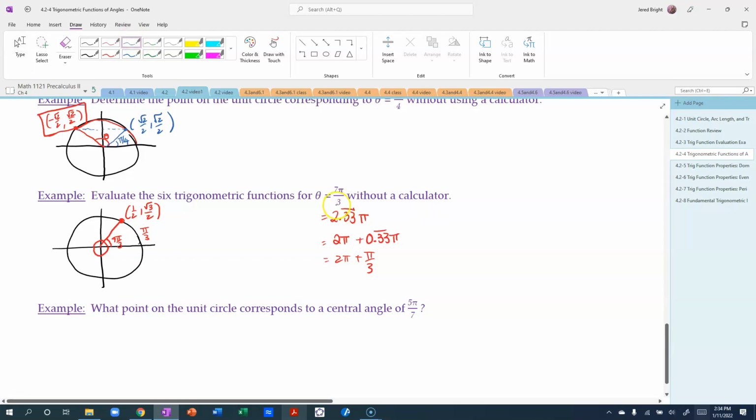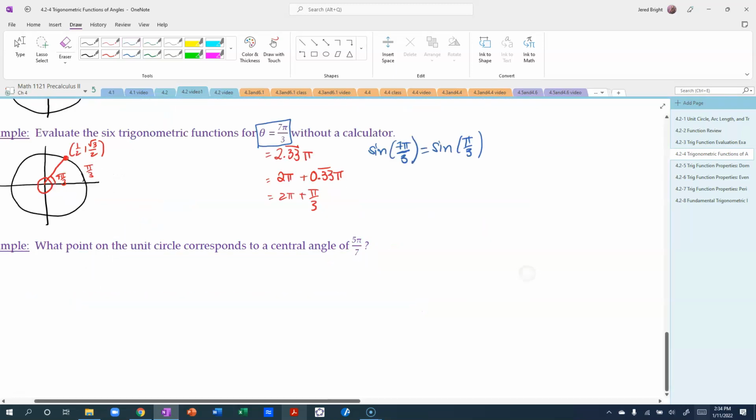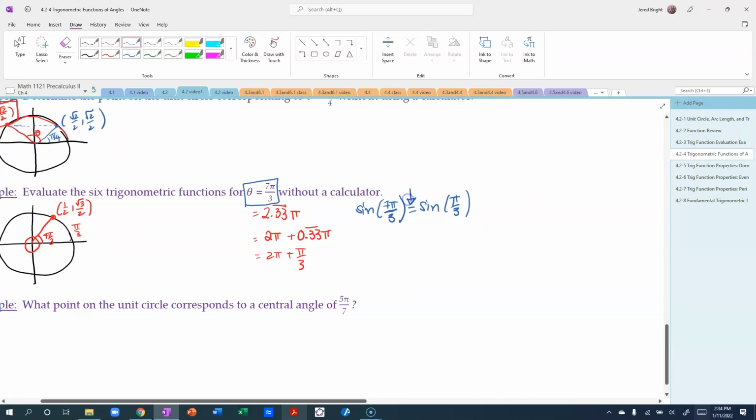So that will enable me to do my work a lot quicker. The insight I had is that I had to recognize that this angle had to be broken down into a different form. If I do sine of 7 pi over 3, mathematically this is equal to sine of pi over 3 because they are coterminal angles. The angles are distinct themselves, but they end at the same place on the unit circle. So that's why I can claim equality. That's an important piece to recognize.